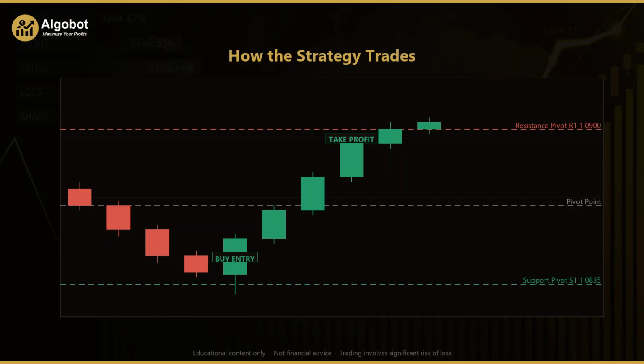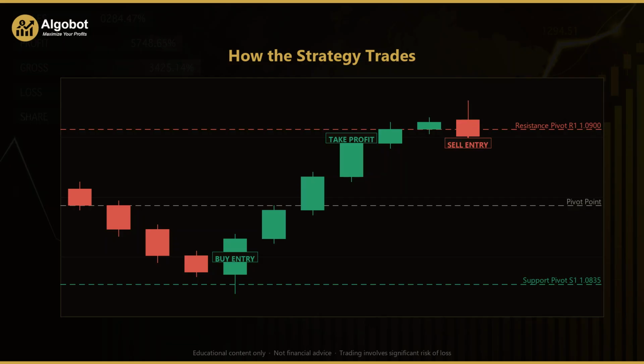Now the second half of the story, the short side. After the long exits, price keeps climbing, pushing up toward the red resistance pivot, R1 at the top of the chart. The candle just before our signal is a small bullish one, nudging right into resistance. Then comes the bearish engulfing.